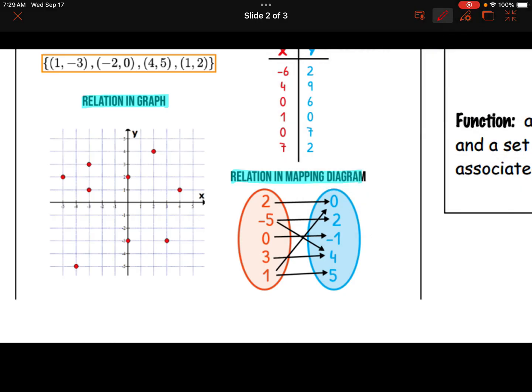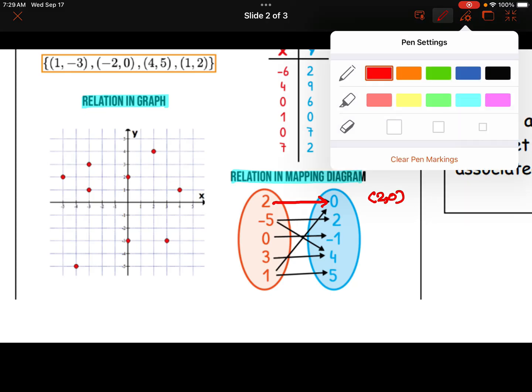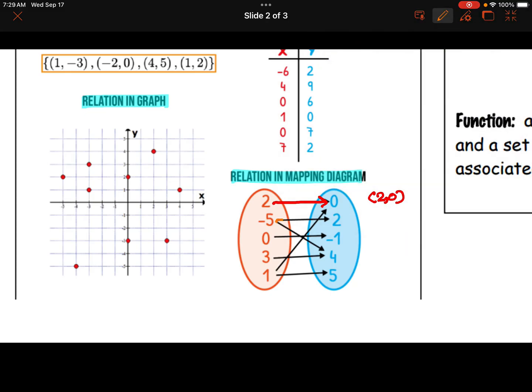So how to read a mapping diagram. I just follow 2 to 0, and that means I have a point at (2, 0). And then I would say, okay, -5 goes to 2. So I have a point at (-5, 2). And -5 goes to 4. So I have a point at (-5, 4). And then 0 goes to -1. So I have a point at (0, -1).